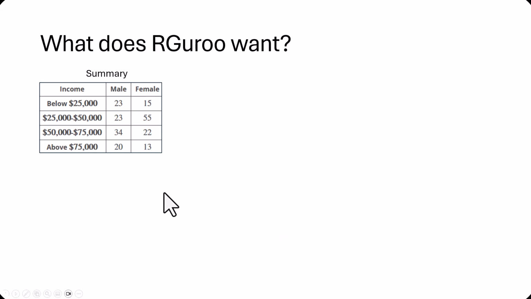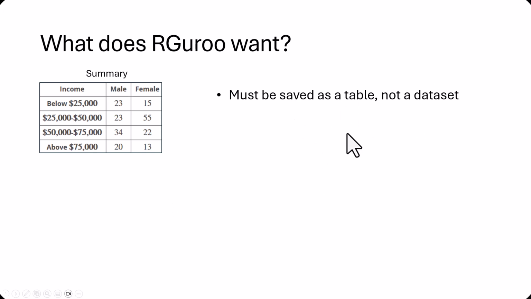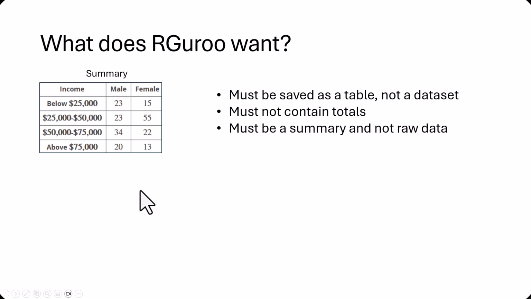It does want a summary and not a raw data set. But unfortunately, you have to save it as a table, not as a data set. Even if you were to type this into Rguroo and save it as a data set, it's not going to do the chi-squared test of independence for you. Secondly, we have to delete those row and column values that said totals. We have to get rid of those or else it's going to mess up your data. And lastly, again, it does have to be a summary and not raw data. So let's hop over to Rguroo and let me show you exactly what I mean by these criteria.